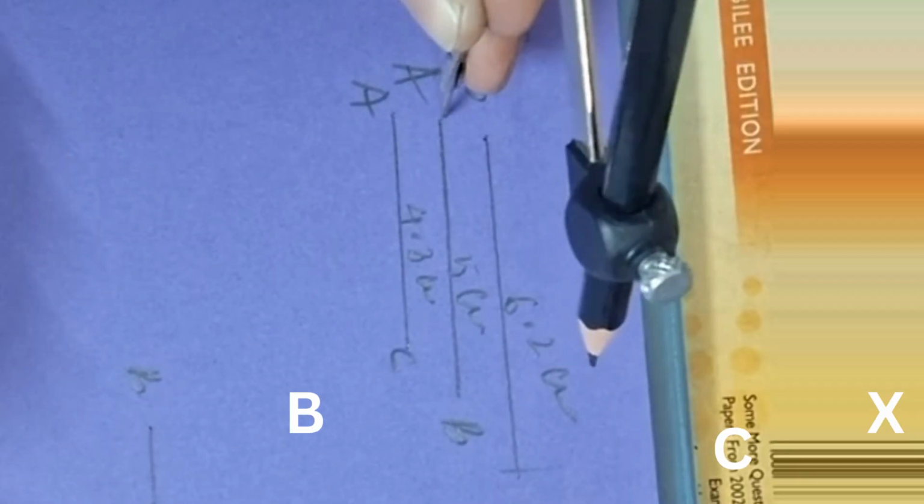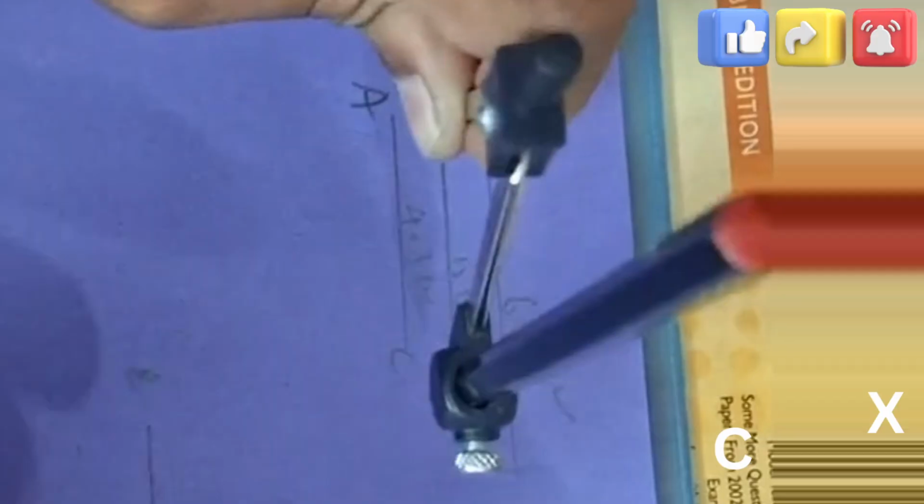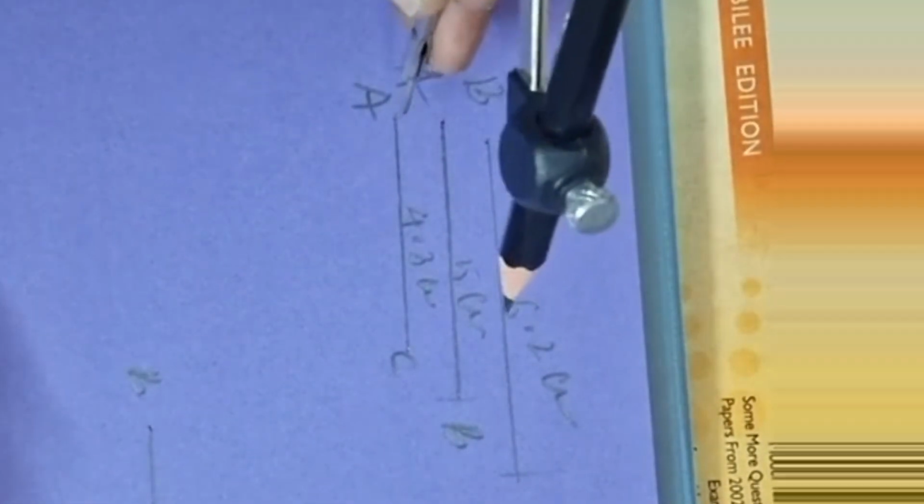Similarly, we take the measurement of AB and we cut the measurement from the point B. We get an arc.